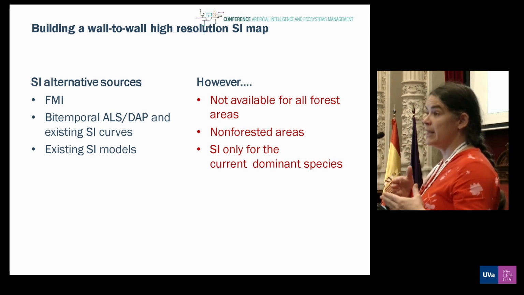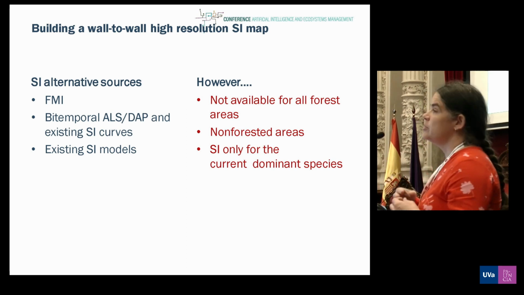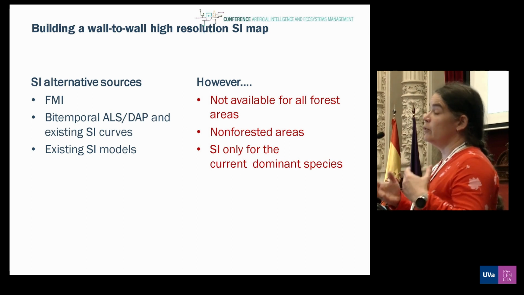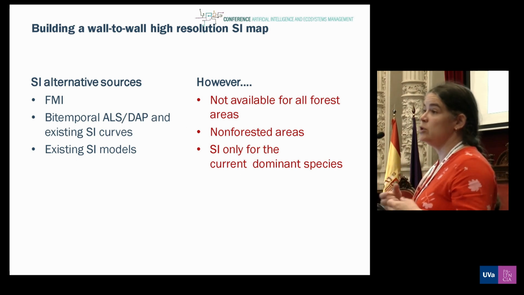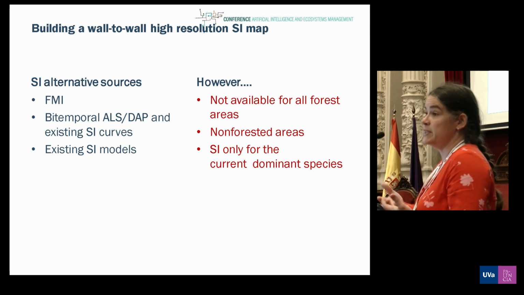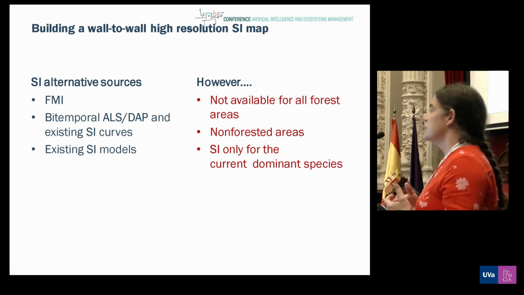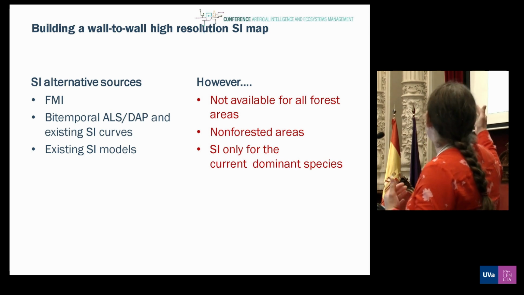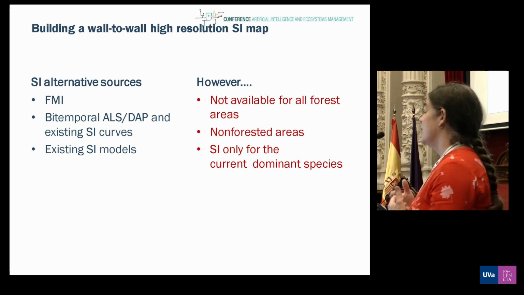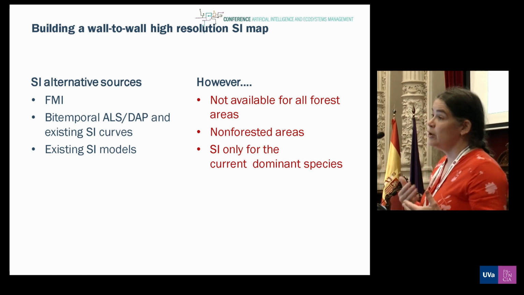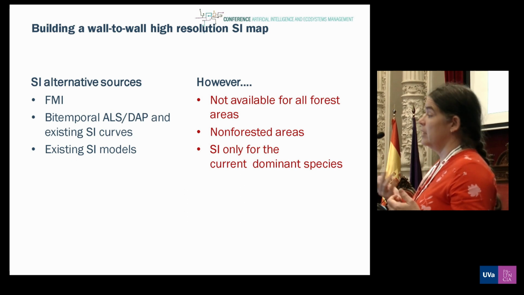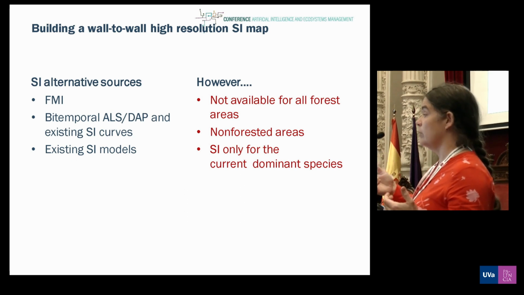We had also forest management inventories, FMIs, which are the inventories that the forest owners do for their property, right? And they usually include productivity for the species they are growing. So most of these possibilities that we considered at the beginning had some caveats, some problems. They are not available for all forest areas, for most of the cases.